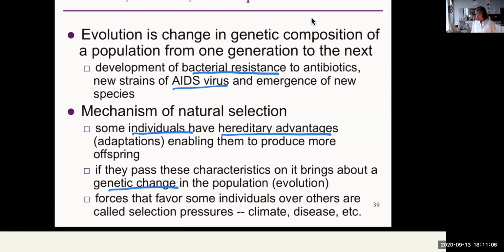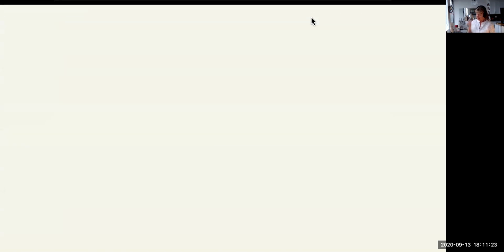The forces that favor some individuals over others are called selection pressures. These are things like climate, disease, predators, lack of resources, and lack of the ability to adapt to changes in the environment. So let me show you what I mean by evolution by natural selection when we're talking about bacteria.